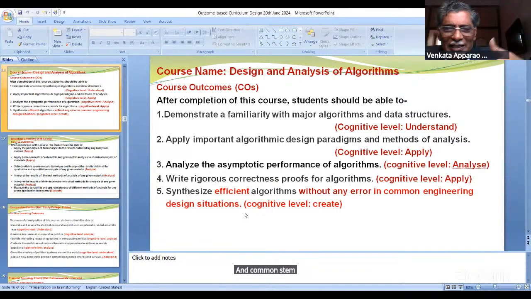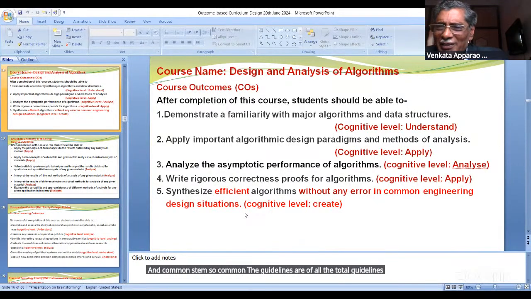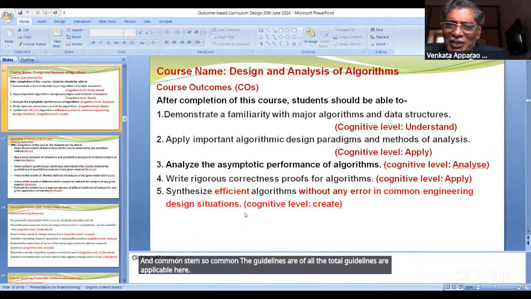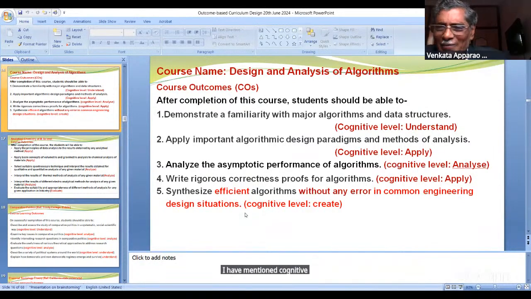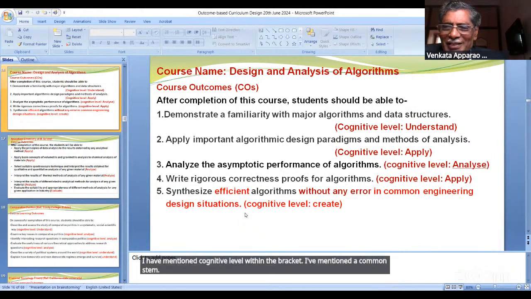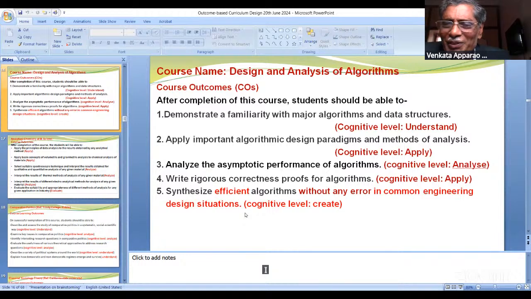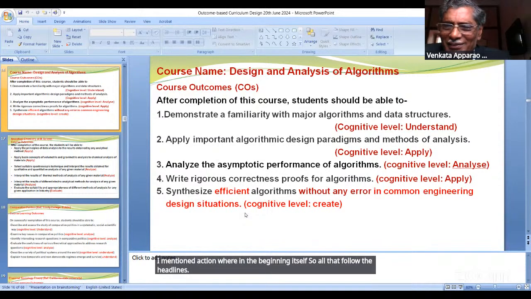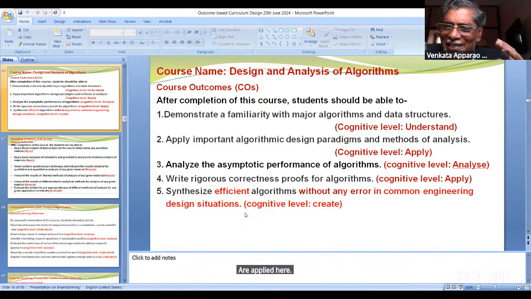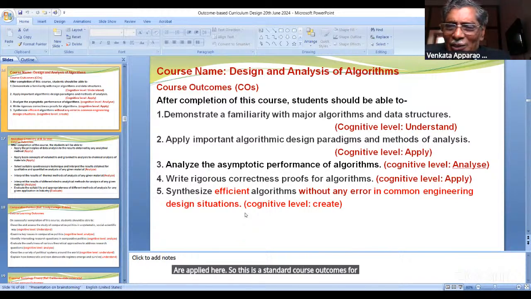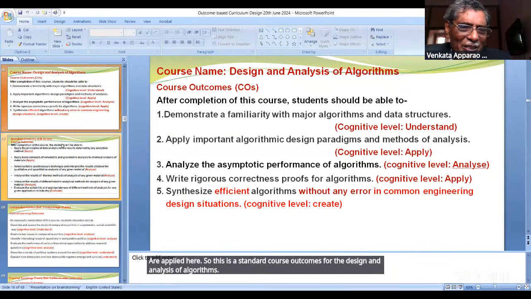So the guidelines are, all the 12 guidelines are applicable here. I have mentioned cognitive level within the bracket. I have mentioned common stem. I have mentioned action verb in the beginning itself. So all the 12 guidelines are applied here. So this is a standard set of course outcomes for the design and analysis of algorithms at BTech level.